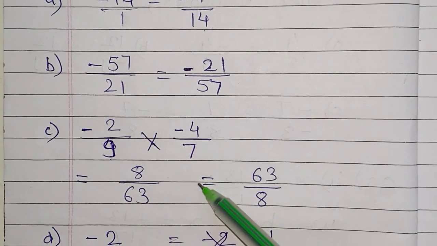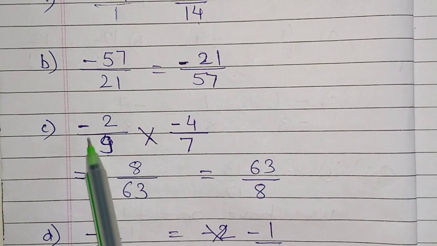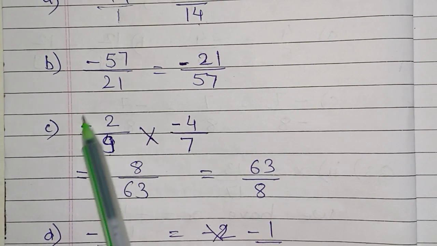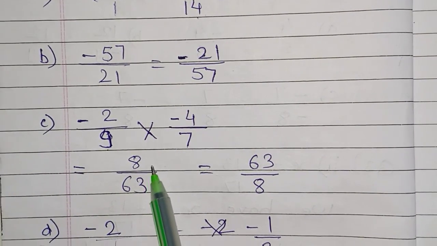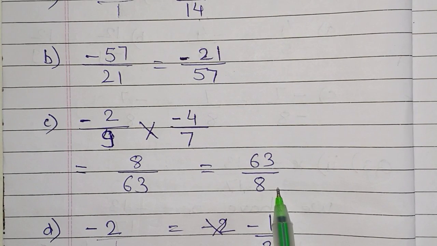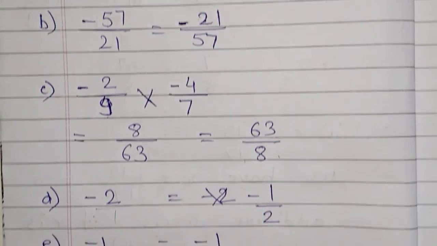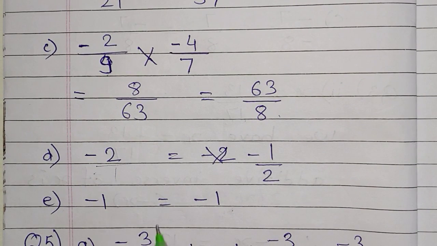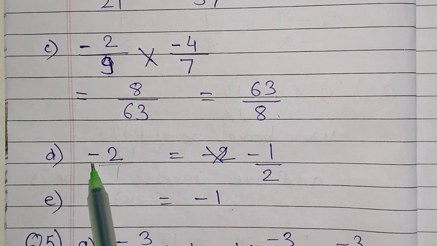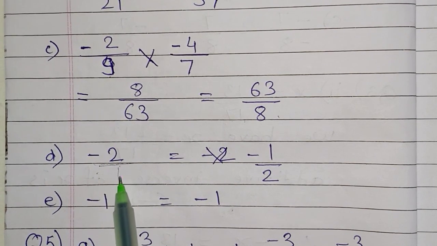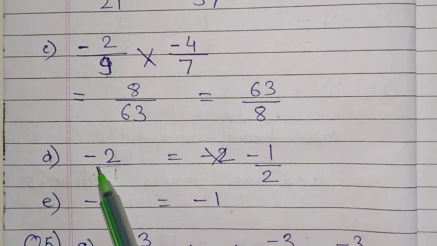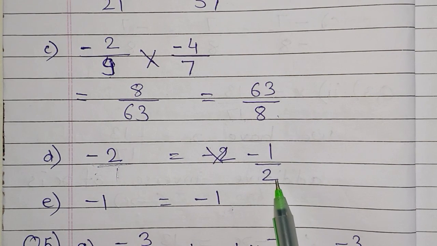Now they have given another example something like this. So I have taken here minus 2 upon 9 into minus 4 upon 7. After solving this, I got the answer 8 upon 63. So its multiplicative inverse is 63 upon 8. Here I have minus 2, whose multiplicative inverse, as I said, when there is nothing in the denominator it is 1. So the multiplicative inverse of minus 2 is minus 1 upon 2.